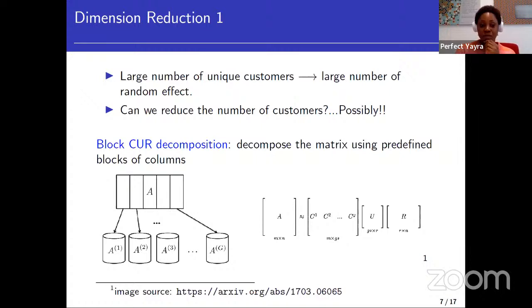And the other is possibly we can use block CUR decomposition. So what block CUR does is that you have a matrix A. Let's say, for instance, this matrix A is made up of different blocks. So what you want to do is that instead of selecting maybe columns of A, you want to select blocks of A. So in our case, instead of selecting the goals, we want to select customers, representative customers with their goals. So that's what the block CUR does.